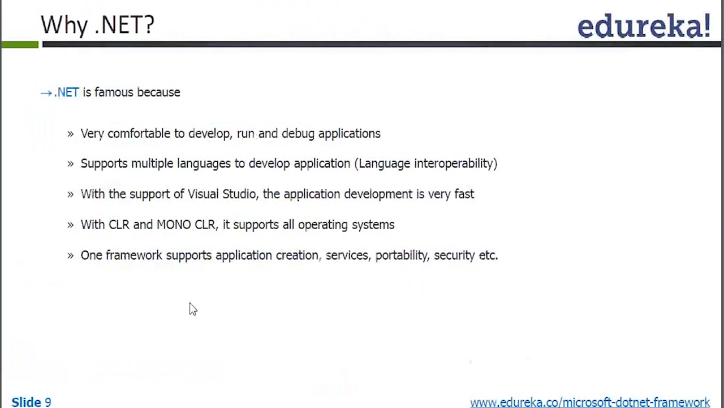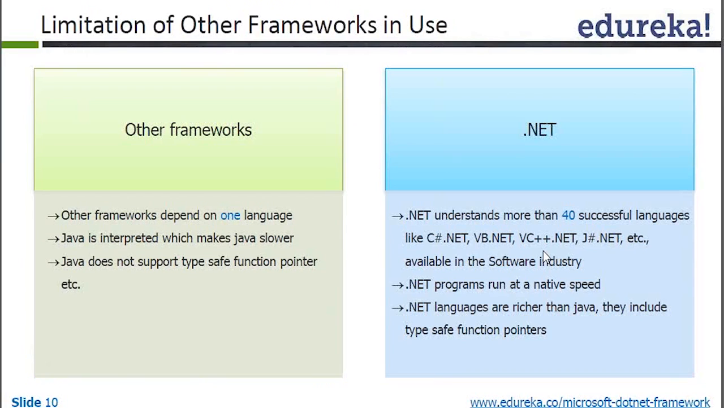As I said, other frameworks support application creation, servicing, etc. Next one, I have given the best example. What is the difference between other frameworks and .NET? See the first example: other frameworks depend upon one language, while .NET supports more than 50 successful languages. Java is interpreted, which makes Java slower. That is some other concept.